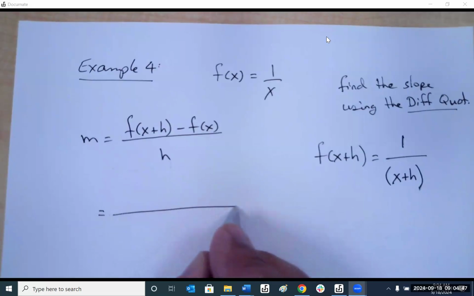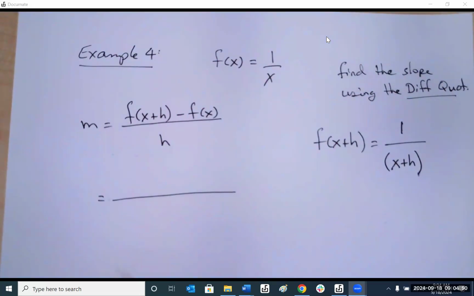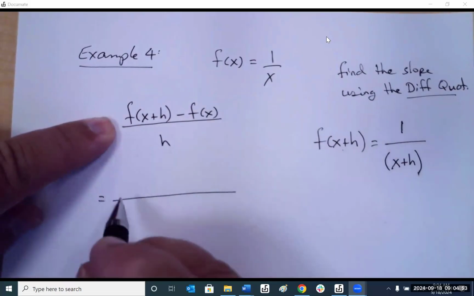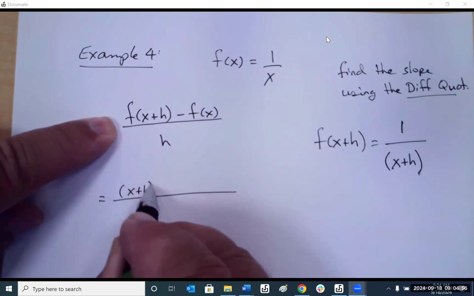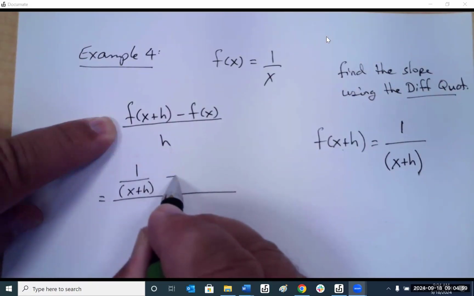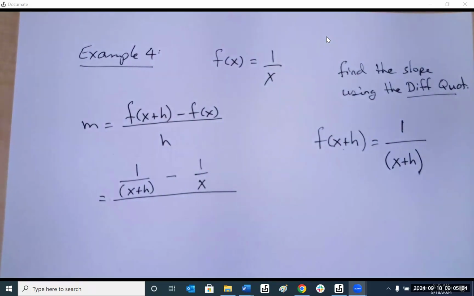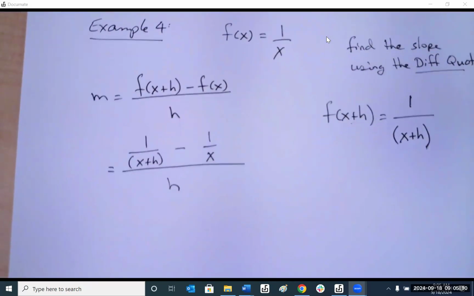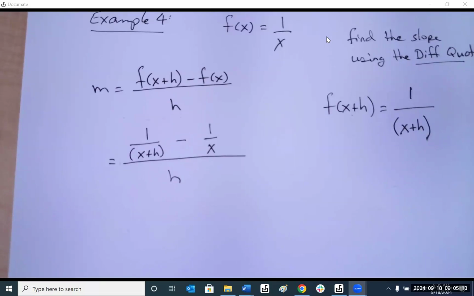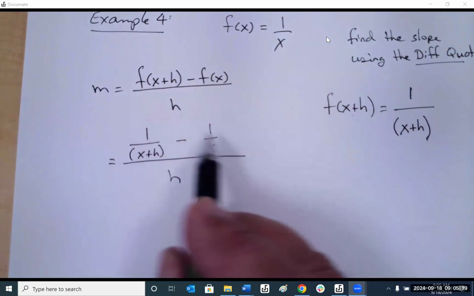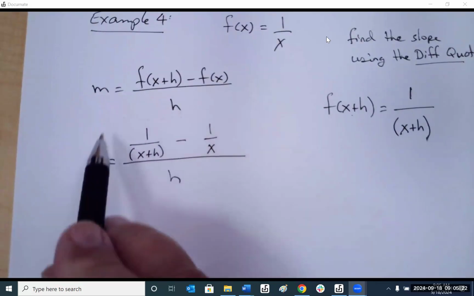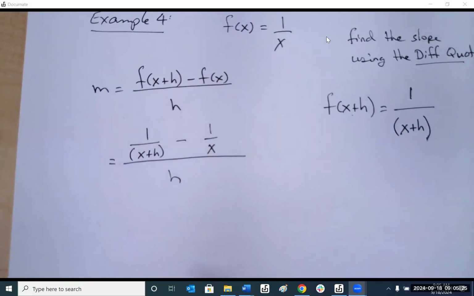Now we have everything we need for the formula. F of x plus h is 1 over x plus h minus 1 over x. All that over h. Because we have a compound fraction here, work the top by itself and work the bottom by itself. What do we do with the top? How do we work on that one?